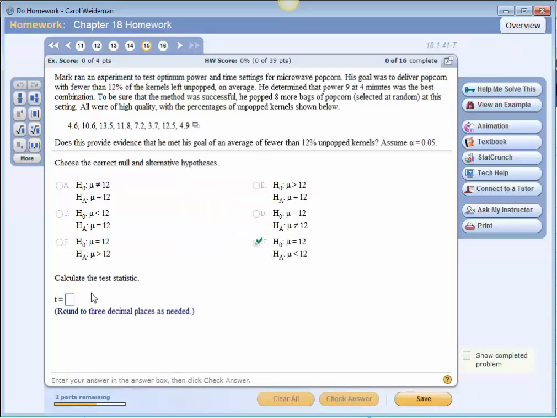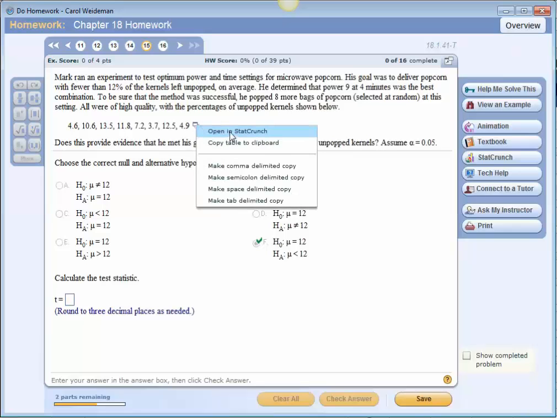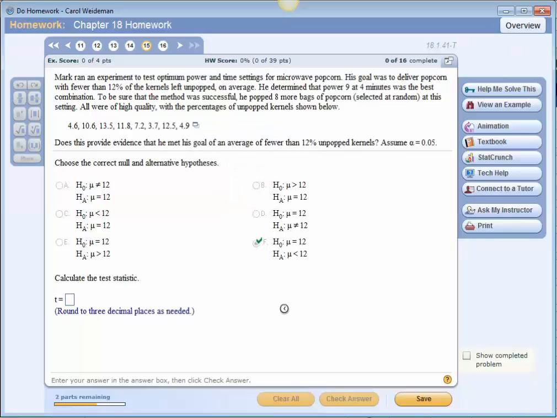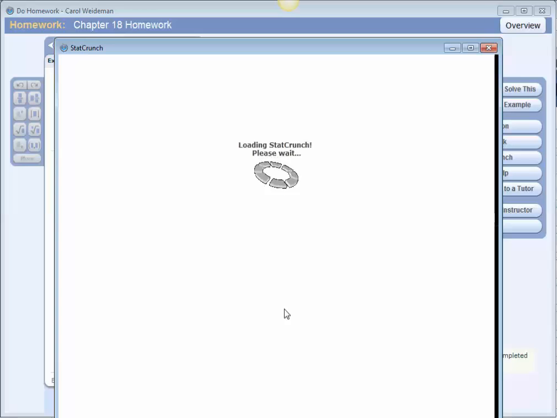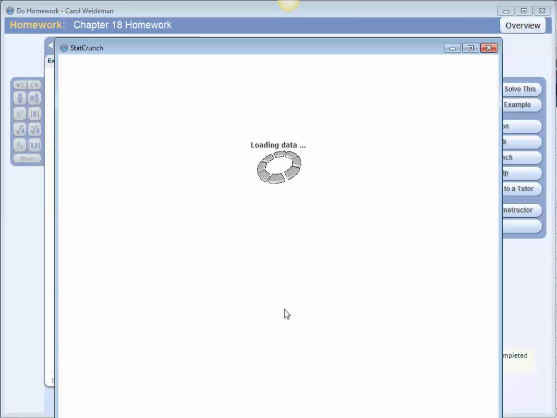The second part of the problem asks you to calculate the test statistic. And if you remember, the test statistic actually is using the difference between the sample mean and the hypothesized mean, in this case 12, and dividing by the standard error, which is the standard deviation divided by the square root of n. Now we could do it by hand, but we can also use StatCrunch.